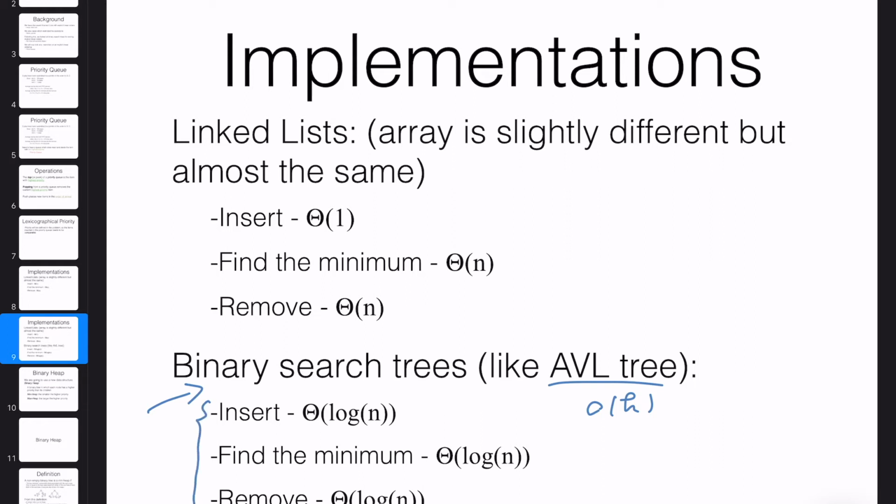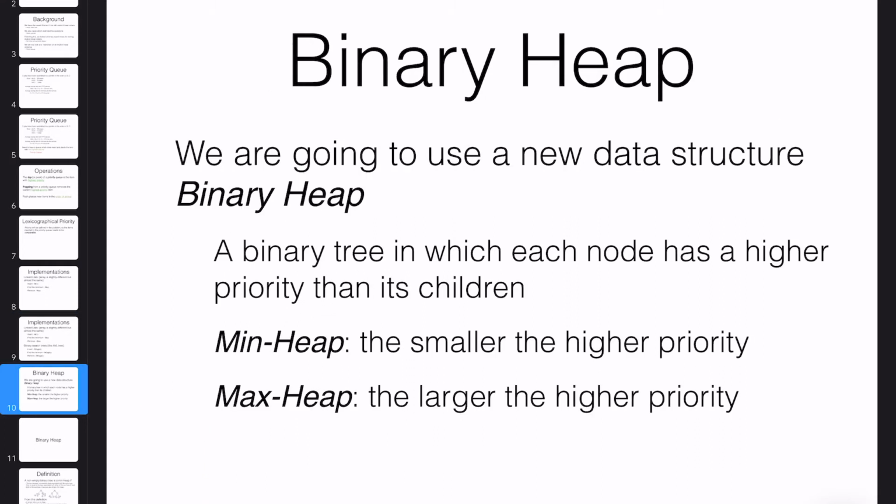But it was too complicated. Remember, we have discussed how complicated the insertion was in terms of the implementation. I'm just trying to tell you that maybe there is something else that can give us this good specification, that you can insert or remove to your data structure in log n, but it's not as complicated as an AVL tree. And yes, there is a data structure that we call a binary heap.